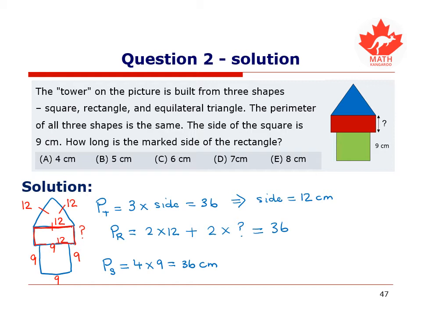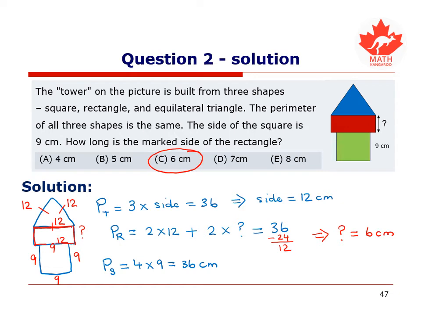2 times 12 is 24. If we take 24 away from 36, that leaves us with 12. That means 2 times our unknown thickness is equal to 12. So therefore, our unknown thickness is equal to 6 centimeters. So the answer then to this question is C, 6 centimeters.